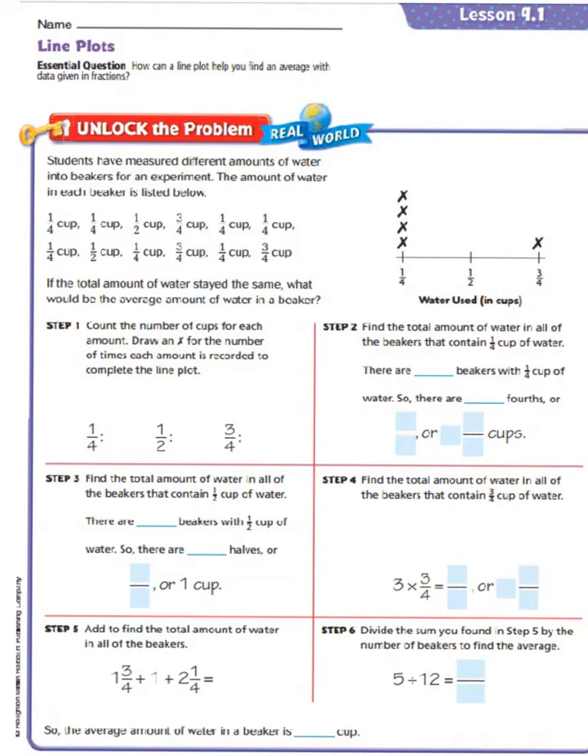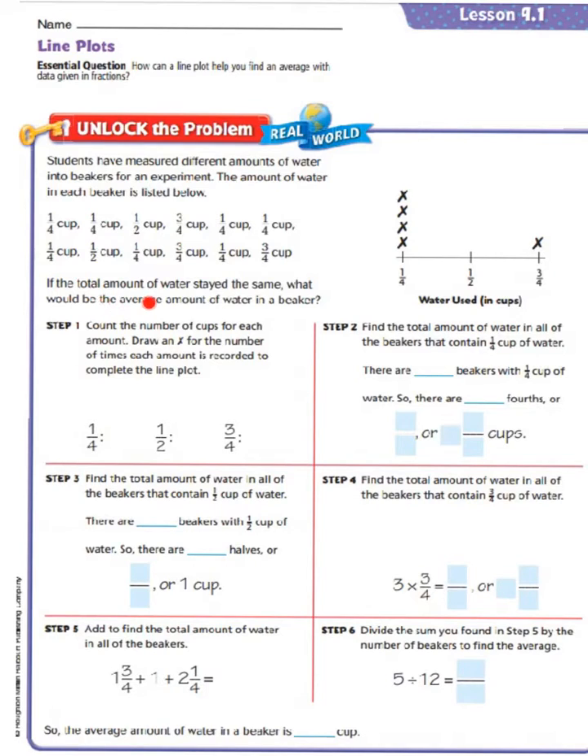Well, let's begin with our unlock the problem. It says, students have measured different amounts of water into beakers for an experiment. The amount of water in each beaker is listed below. So we have 1/4 cup, 1/4 cup, 1/2 cup, 3/4 cup, 1/4 cup, 1/4 cup, 1/4 cup, 1/2 cup, 1/4 cup, 3/4 cup, 1/4 cup, 3/4 cup.